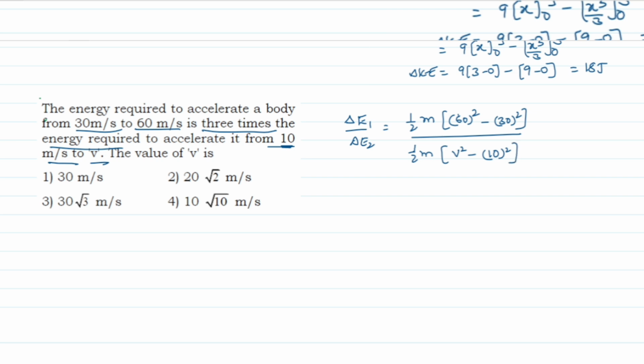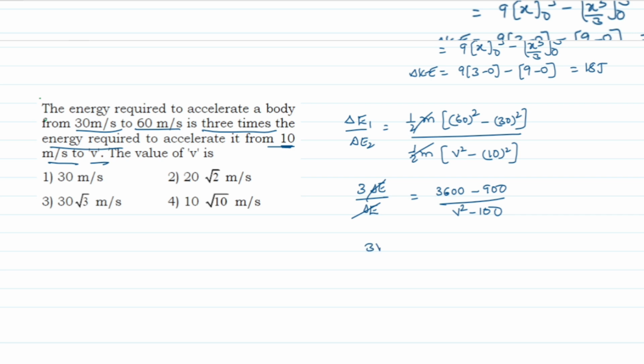But the first kinetic energy is given as 3 times the energy required to accelerate the second body. So take 3 times delta E by E, and remove the half m. Here you get 3600 minus 900 by V square minus 100. This is delta E, so you can cancel it.